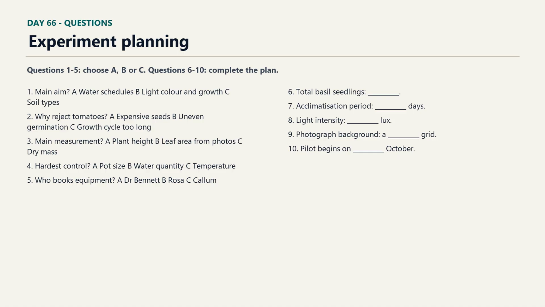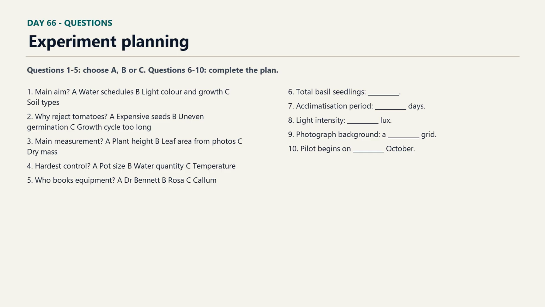How many seedlings should we order? I calculated that 30 plants would give us 10 under each light treatment. 10 per group leaves little protection if some plants fail. Use 12 plants in each of the 3 treatments. That means you need 36 basil seedlings altogether.